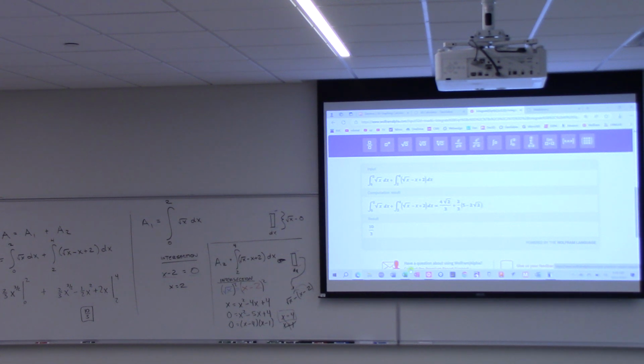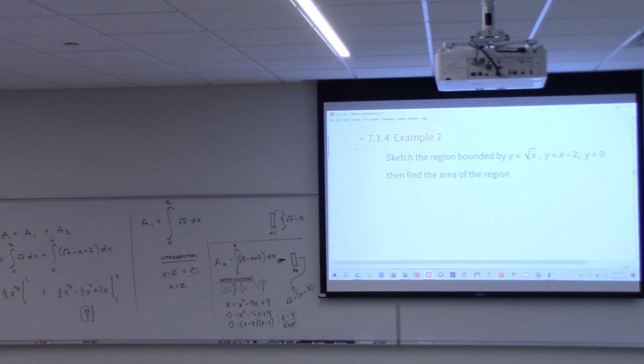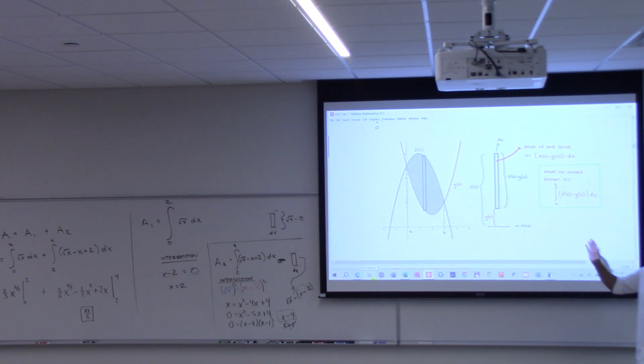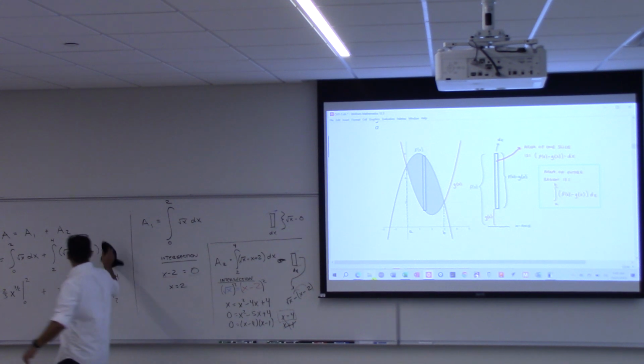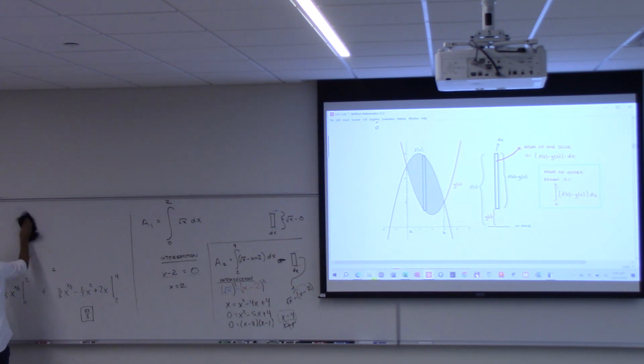Let's do the problem again. And I'm going to introduce you to a different concept. So what we've been doing here is following this method right here: if we have functions of x, then we're going to draw these vertical rectangles, come up with a formula, and use the integral, right?